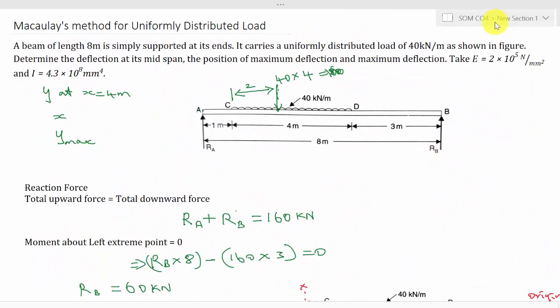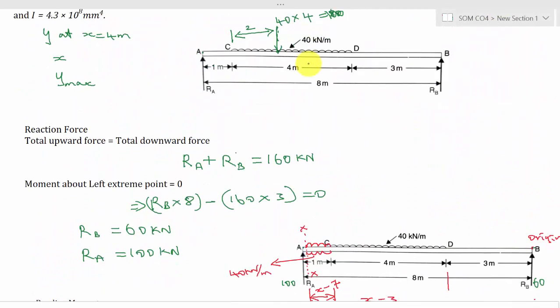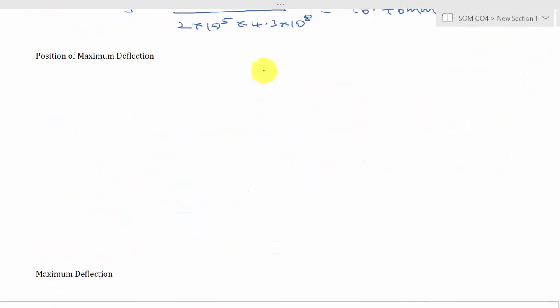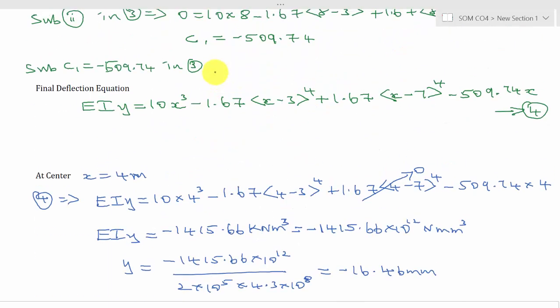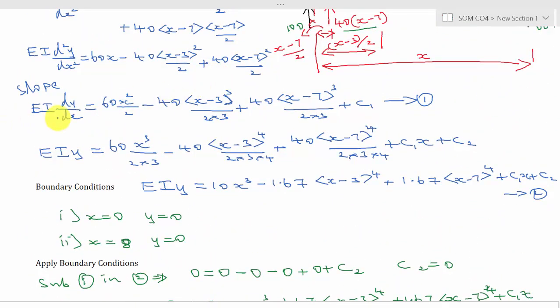Then the second one is the position at the maximum deflection. Okay, so we know that the position at the maximum deflection can be found out by the slope equation, that is dy by dx is equal to 0 at the maximum deflection. So here if you come to the slope equation, so this is your dy by dx. So this is equation number 1 and here instead of C1 you can substitute the constant value. So in this equation I am going to put dy by dx is equal to 0. So let's write the equation first.